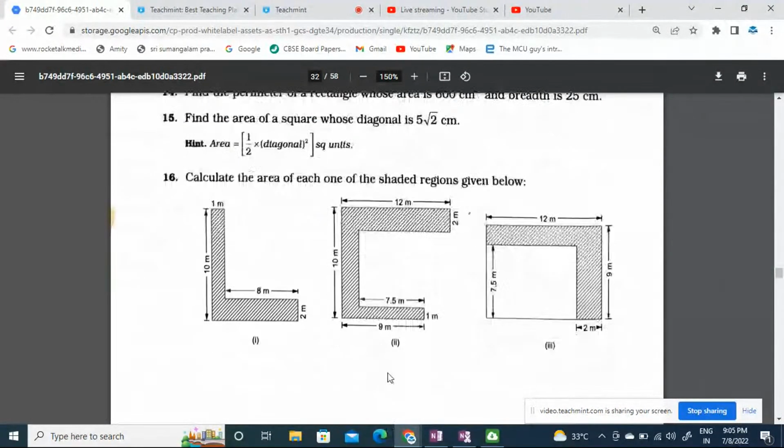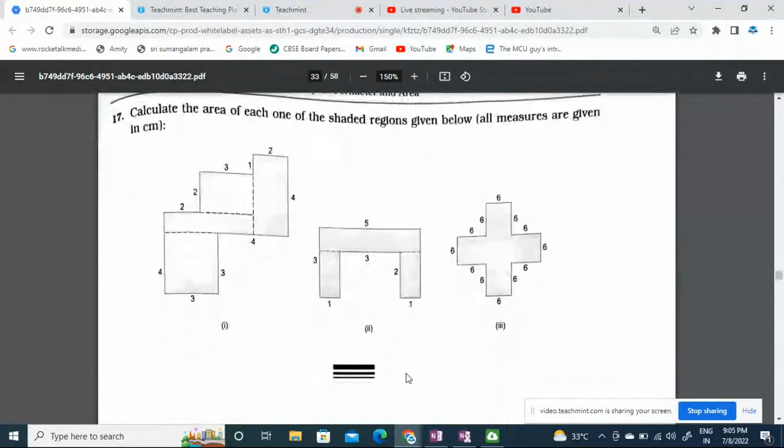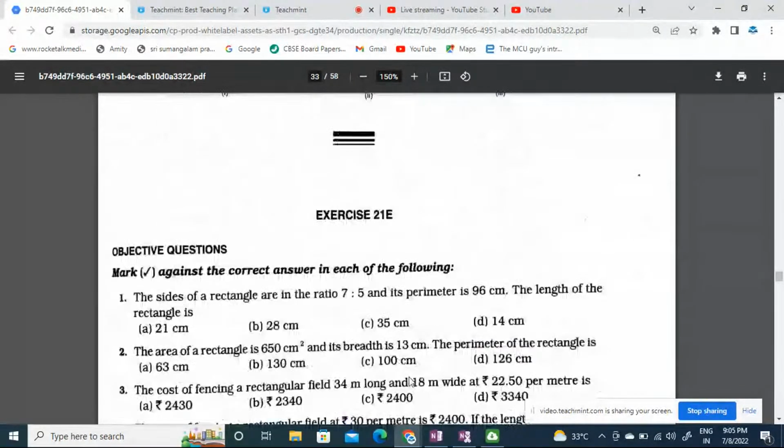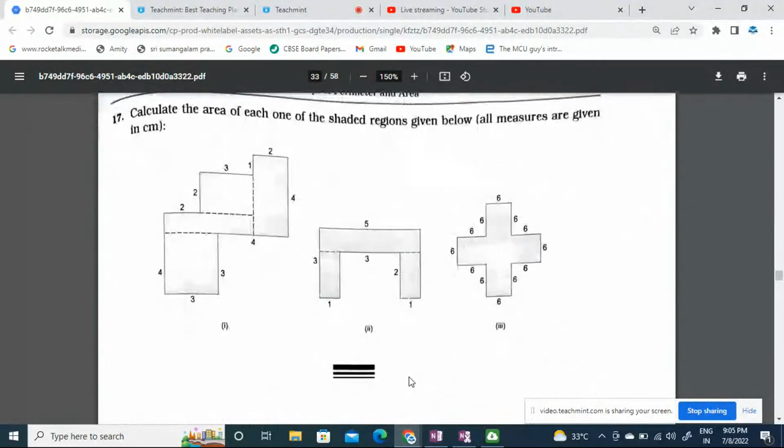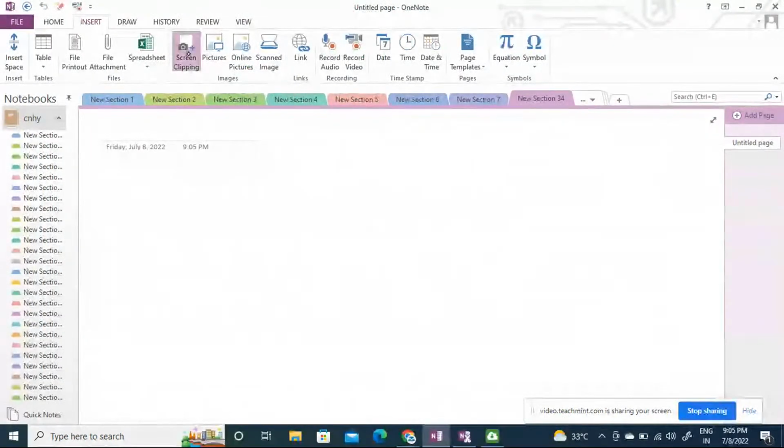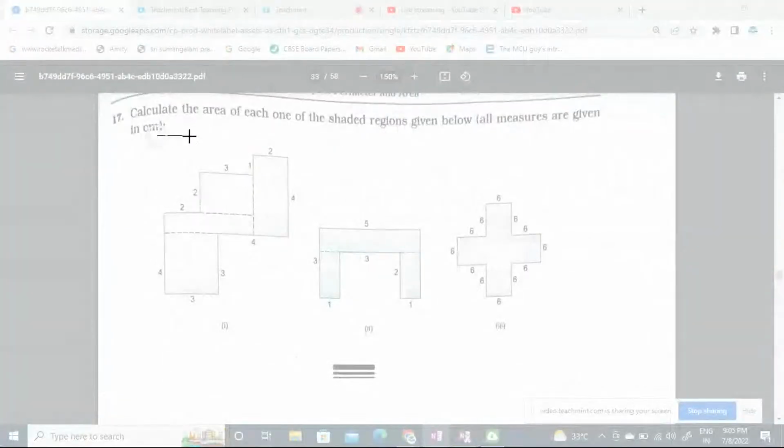Now we have the original question left. Now these are two more complicated figures. Okay, let's start. They've given such complicated figures. All measures are in cm.